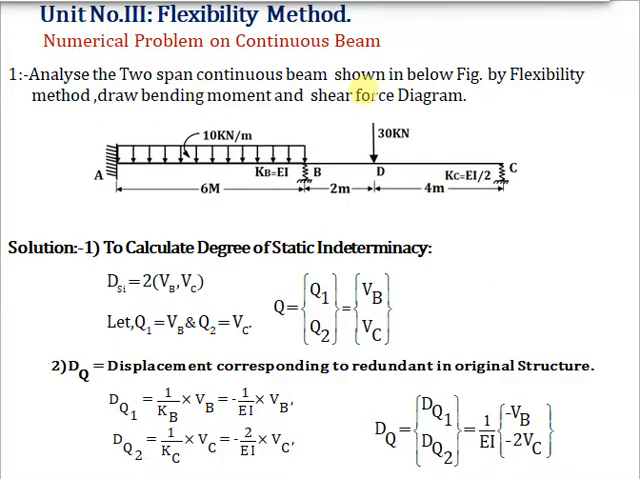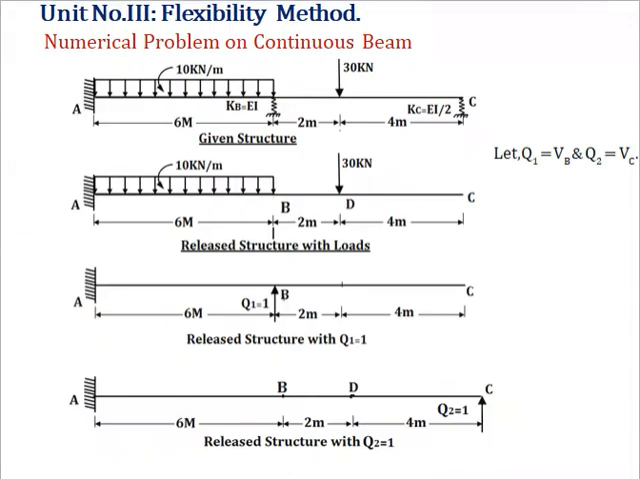So this is a continuation of the previous video. So far what we covered: step number 1, degree of static indeterminacy. Then the displacement corresponding to the redundant in the original structure. Also we saw the different released structures: the released structure with the load, the released structure without load with Q1 equal to 1, and the released structure without load with Q2 equal to 1.